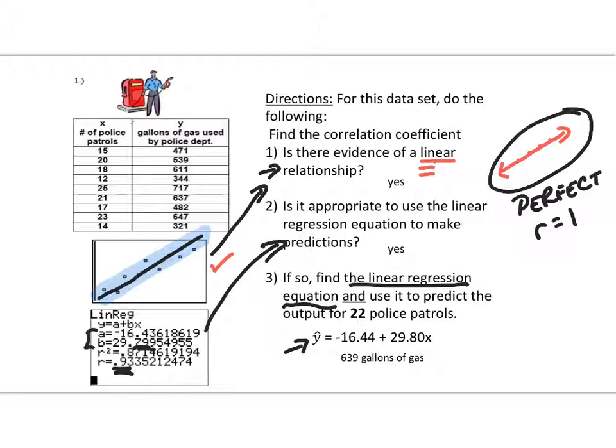Now, we didn't do this in class today. It's really for part 2, but since it's on the slide, I'll go ahead and do it. If I want to know, for 22 police patrols, how many gallons of gas could I predict I would use? In my calculator, I would type in negative 16.44 plus 0.80, and for x, I would just type in times 22, and I would round that off to the nearest whole gallon.